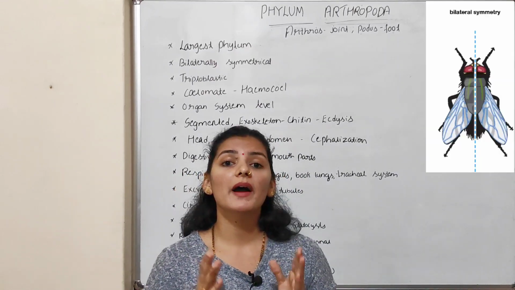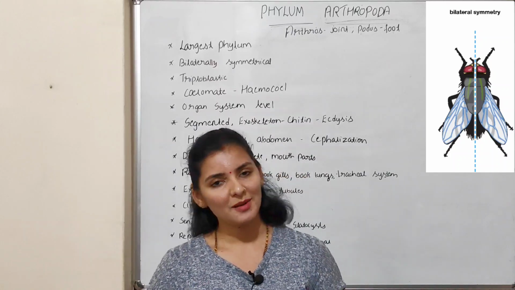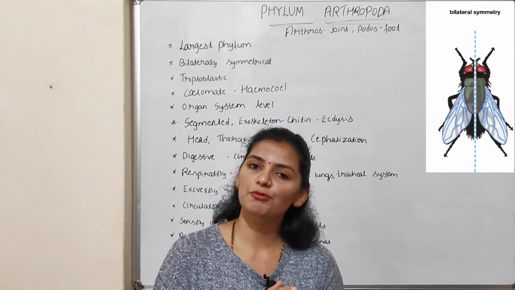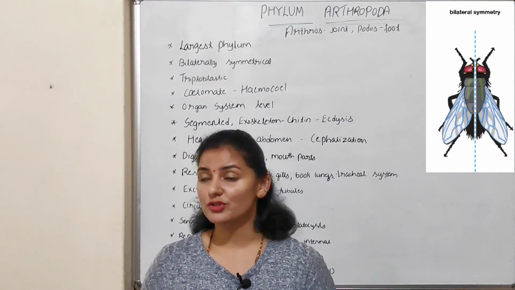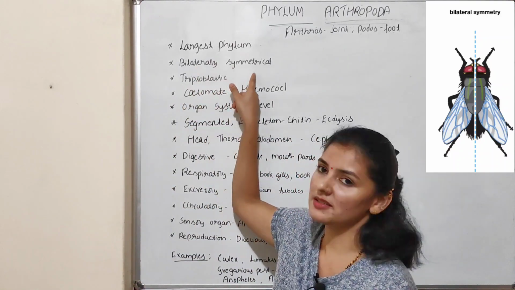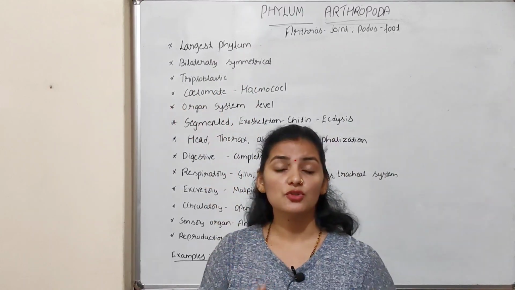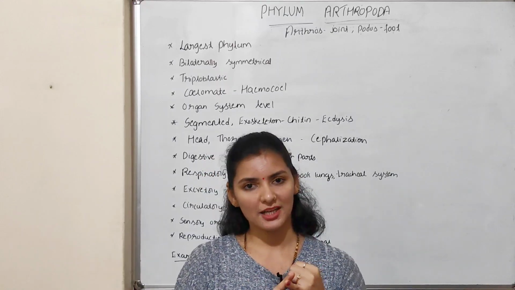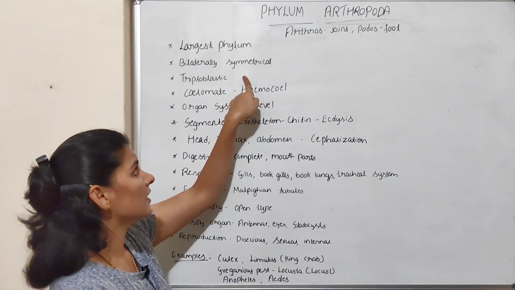These organisms are bilaterally symmetrical animals, or they show bilateral symmetry. Bilateral symmetry means the body of the organism can be divided into left and right halves in a single plane passing through the center. That's why they show bilateral symmetry. They are triploblastic animals. Tri means three. So the body of these organisms consists of three germ layers, that is ectoderm, endoderm and mesoderm. That's why they are triploblastic animals.